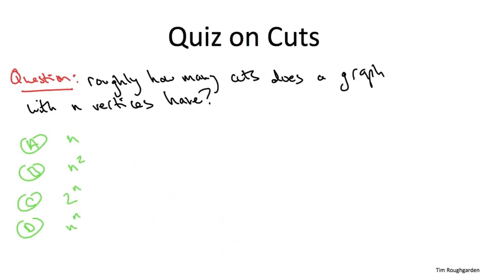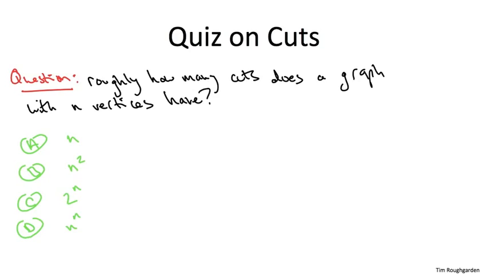Specifically, for a graph that has n vertices, roughly how many cuts does it have? Roughly n squared, roughly 2 to the n, or roughly n to the n. Now, none of these four answers is exactly right, but one of the four is a lot closer to the exact expression than the other three, and I'm asking you, which of them is it?